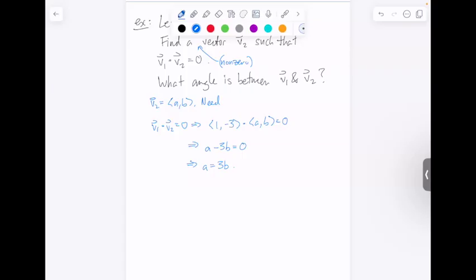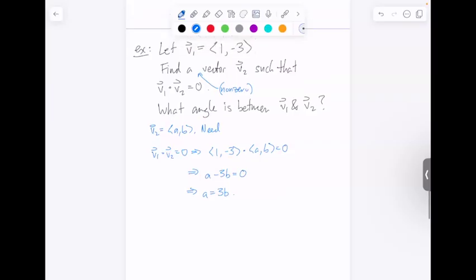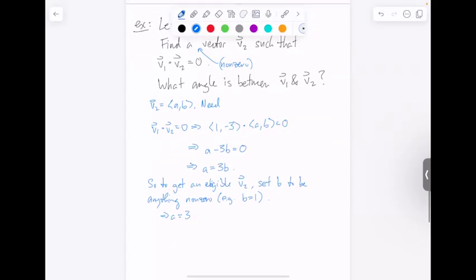And so you get a family of vectors. Let's look at chat. Ibrahim says A equals 3B for all B in R. Yeah, that's correct, well, except for 0. You can't have (0, 0), so we're disallowing that, but I just really wanted to find a vector. So you could plug in anything. To get a vector V2, set B to be anything in R, anything non-zero. For example, B equals 1. Then A, in this case, would be equal to 3, so V2 equal to (3, 1) is an acceptable choice.